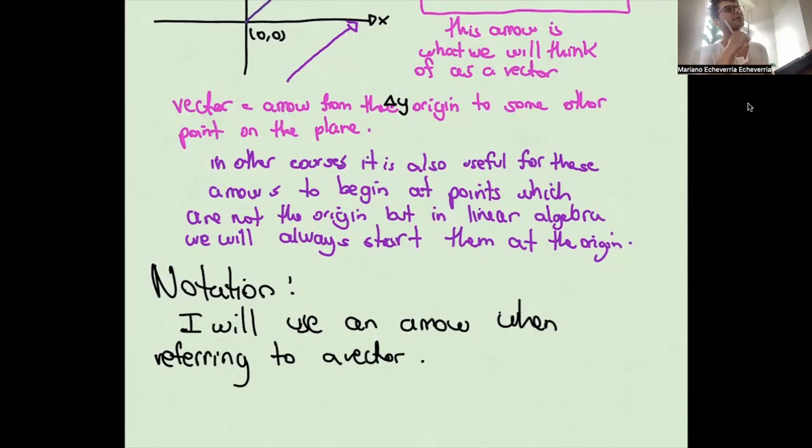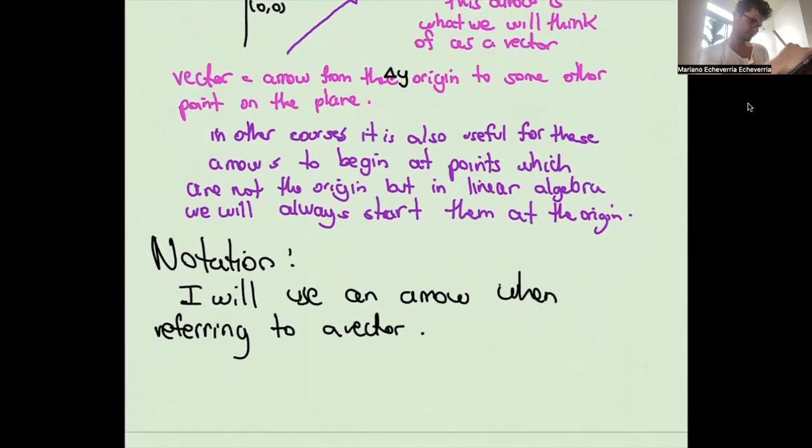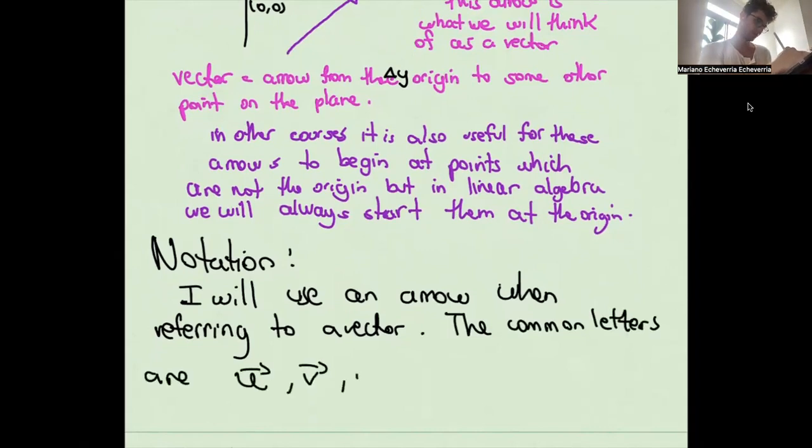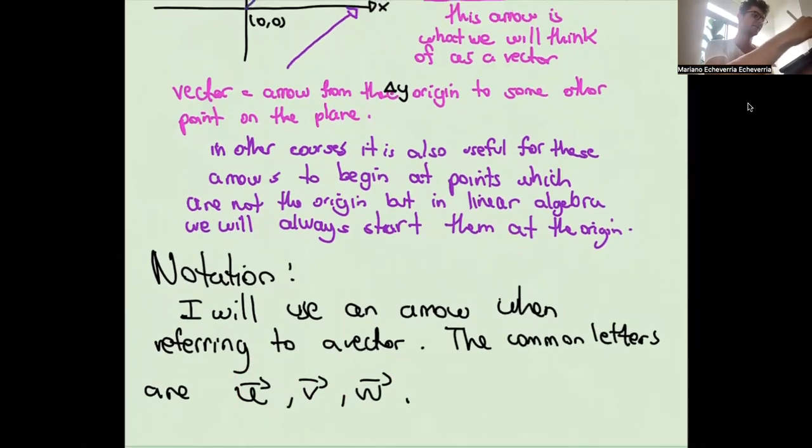And the common letters for vectors are U, V, and W. Those are the three that get used most of the time. Typically I start with V for vector, and then if I need more vectors, I'll move to U and W if necessary. That depends more on the circumstances. But that's how they are written as well. Is that making sense?